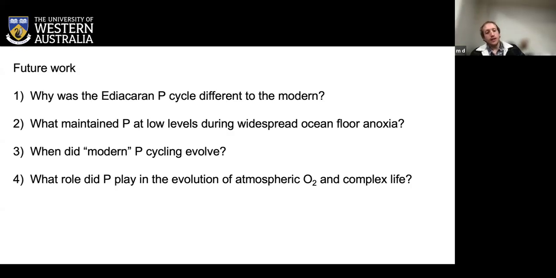Yeah, so it's a really interesting thing, CAP preservation in different carbonates. Generally we find that the dolomite has more phosphorus in them.